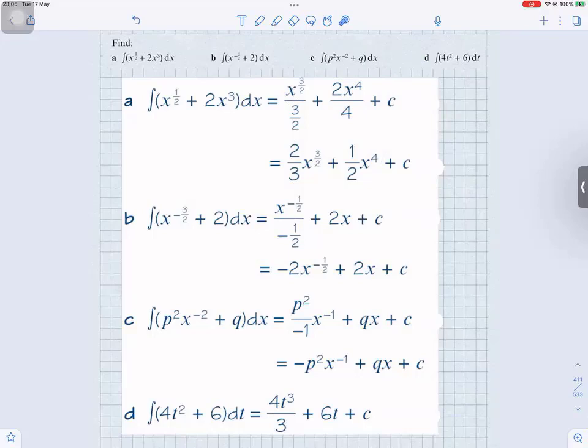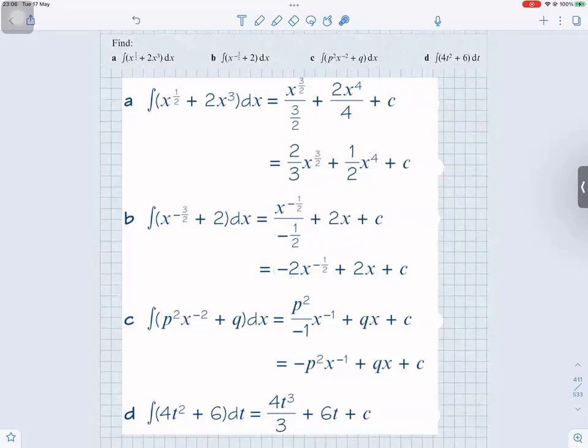Part B, integral of x to the minus 3 over 2. Add 1 to the power, minus 3 over 2 plus 1. It gives you minus a half, and you divide by minus a half. When you integrate 2, a constant, imagine this 2x to the 0. Add 1 and divide it by 1. So it just becomes 2x. And then you add the constant of integration. And then you simplify. 1 divided by minus a half, it gives you minus 2. So you get minus 2x to the minus a half plus 2x plus c.